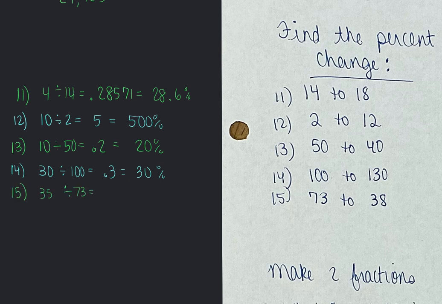Okay, so we're going to subtract 73 and 38. That makes 35. Divide by the first number. The answer to that is 0.47945. If I hop, I get 47.9% because the 4 neighbor is too small. You could also say 48%. You could also say 47.95%, since there were no rounding directions.